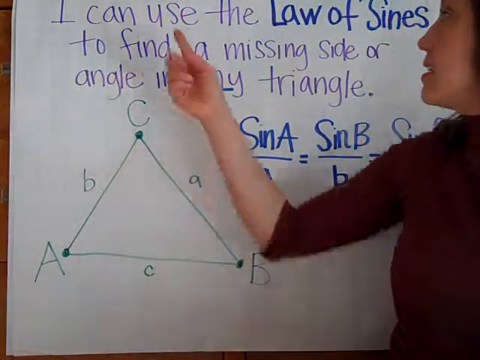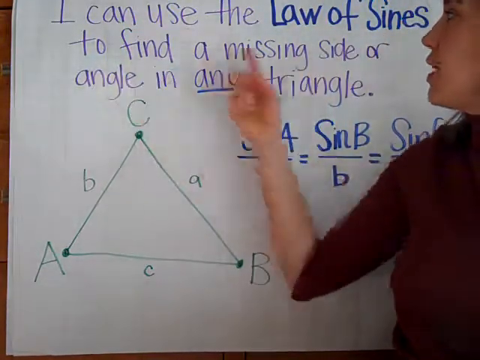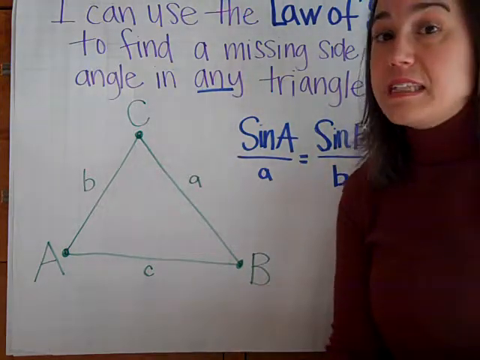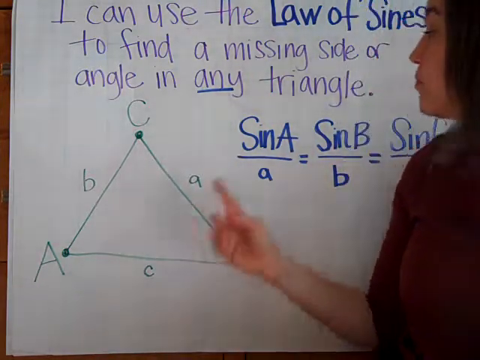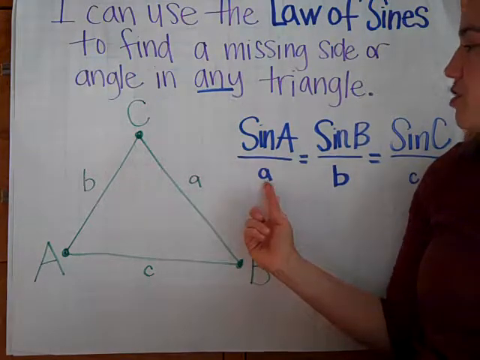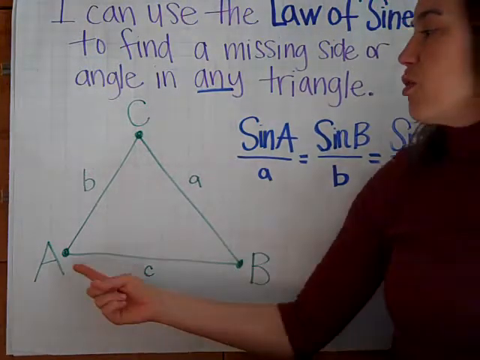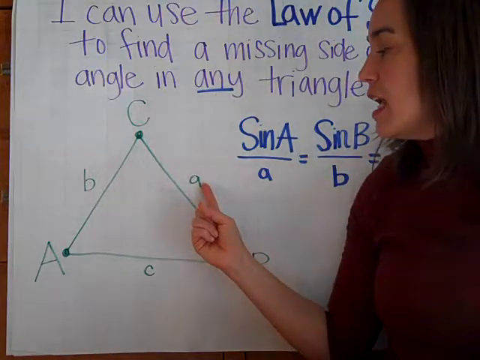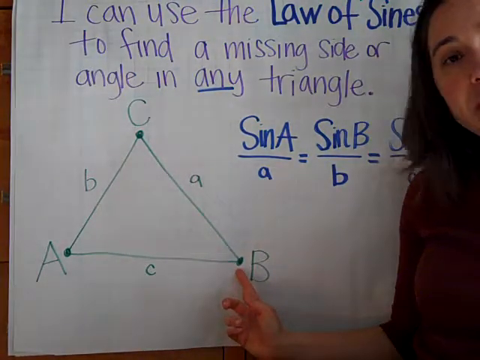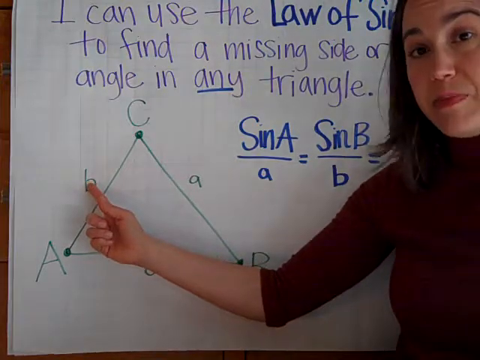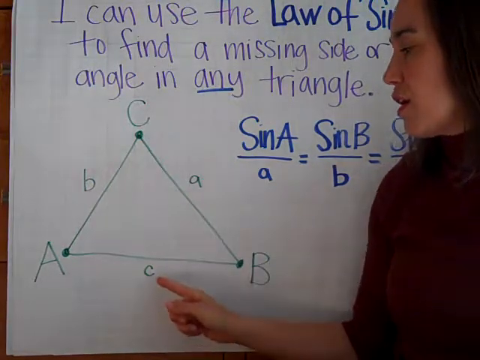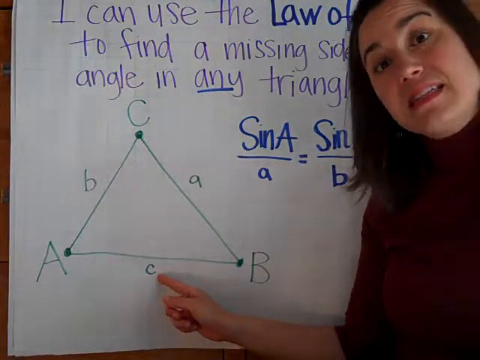Today's learning target is, I can use the law of sines to find a missing side or angle in any triangle. The law of sines is a set of equivalent fractions, comparing the sine of an angle to its opposite side. So if I took the sine of angle A and put it over the opposite side, it would be equivalent to the sine of angle B over its opposite side B, which would be equivalent to the sine of angle C over the opposite side length C.